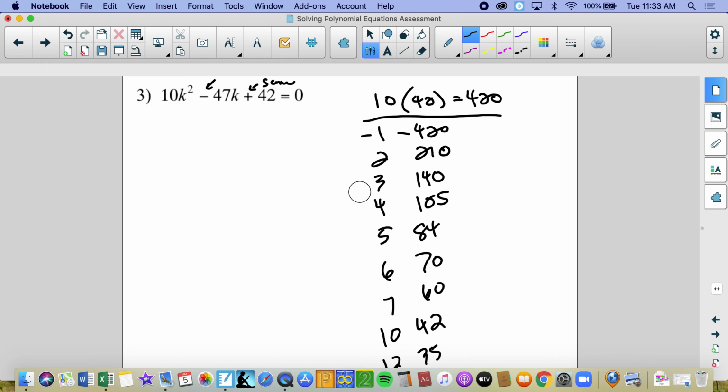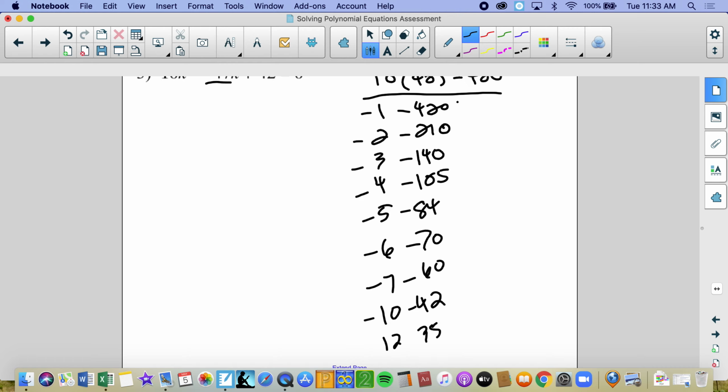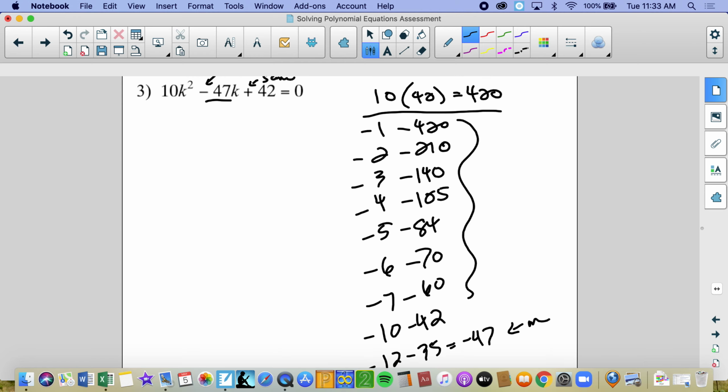So I'm going to be combining these two values to make up my middle, and my middle's 47. So I knew it wasn't going to be any of these ones, and I get here and I get negative 47. That's equal to my middle. So I can stop once I get my middle. 10k squared minus 12k minus 35k plus 42 equals 0.